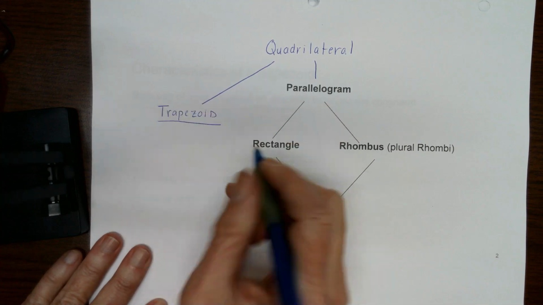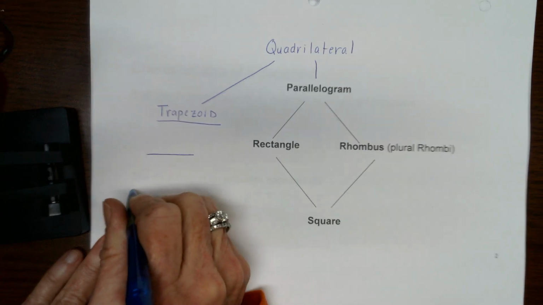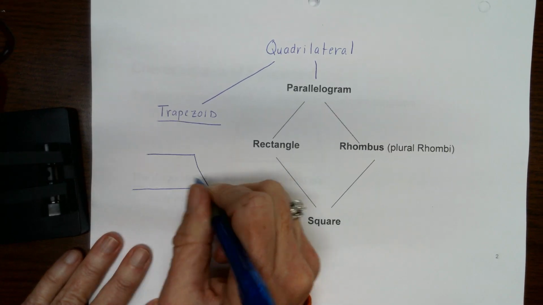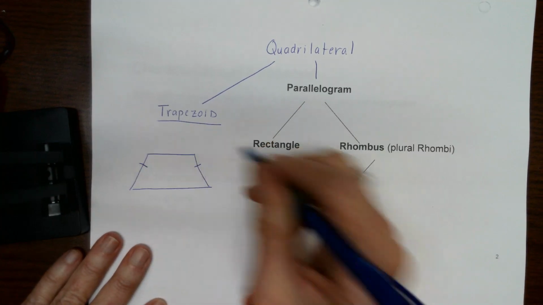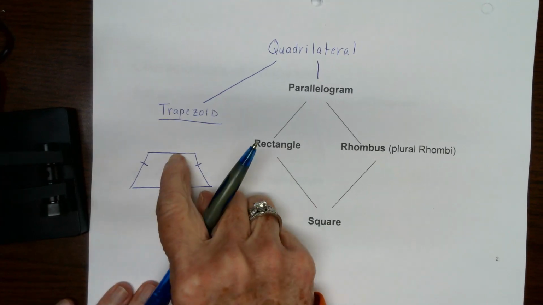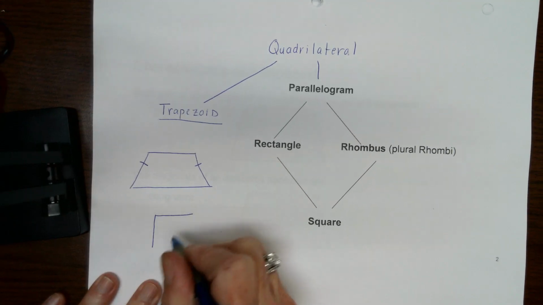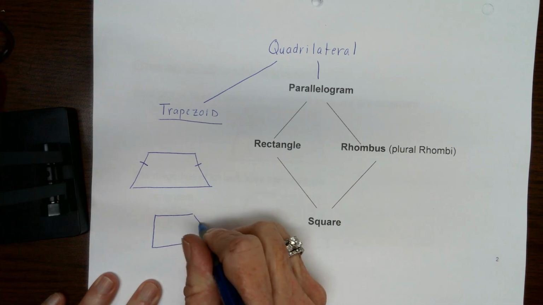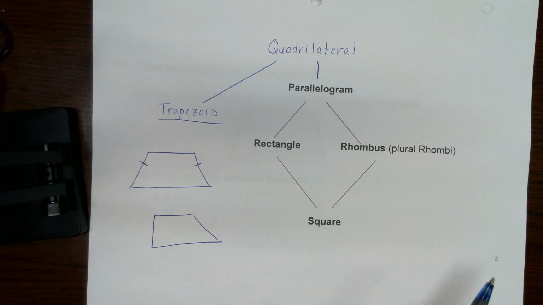Now, a trapezoid more or less looks like this. Now, it can look like what an elephant stands on. That's what we would call an isosceles trapezoid, where both of those sides are congruent. These are considered bases. Or you can have a trapezoid that looks like that, and that wouldn't be an isosceles trapezoid.